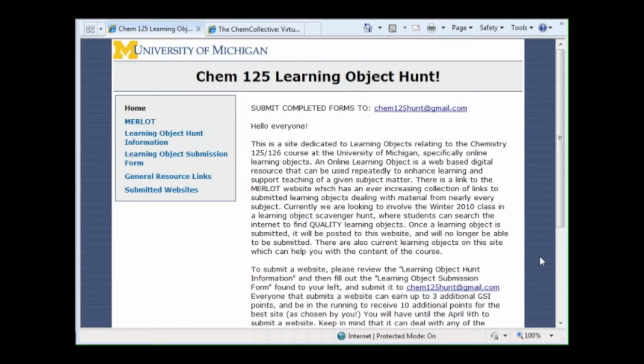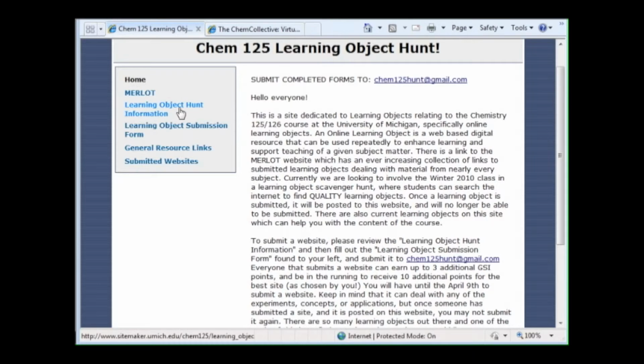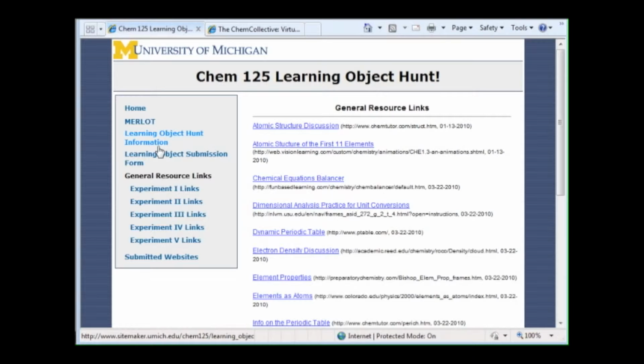General laboratory course of approximately 400 students participated in a competition to find quality learning objects which related to their curriculum. The competition was centralized around this website, where there was a description of the contest and its rules, a downloadable submission form, a link to the MELO website, and the starting list of all the learning objects that were currently available in the course, of which the students could not choose.